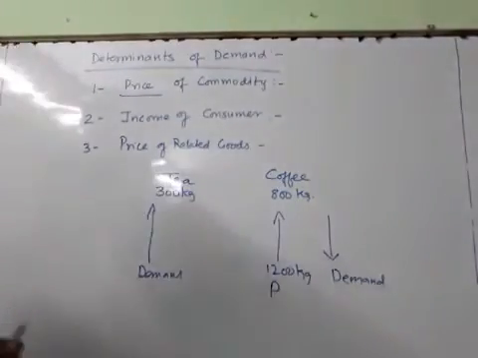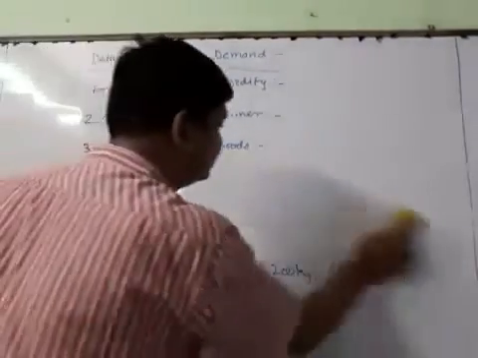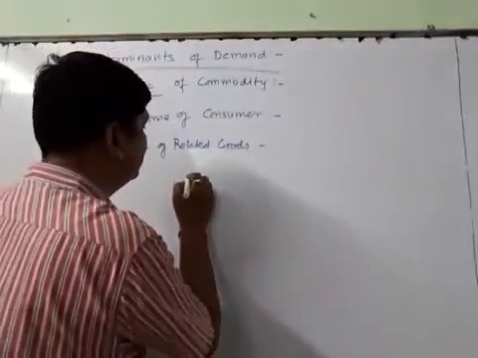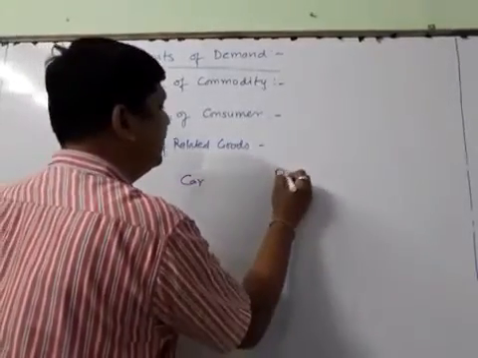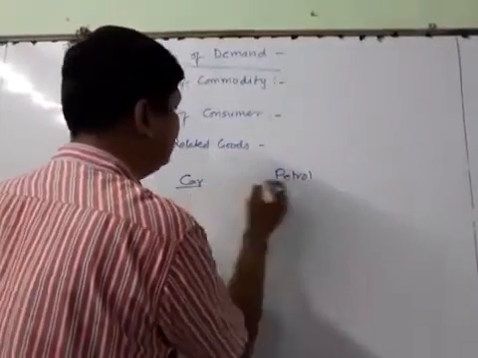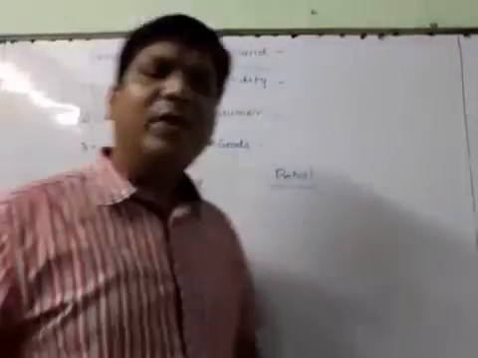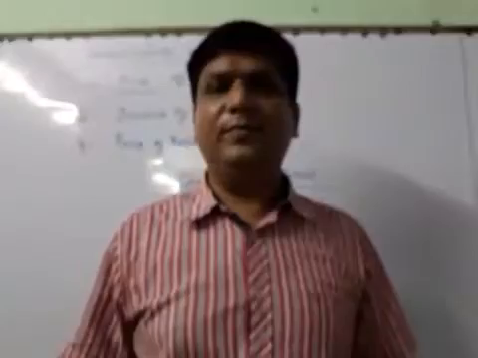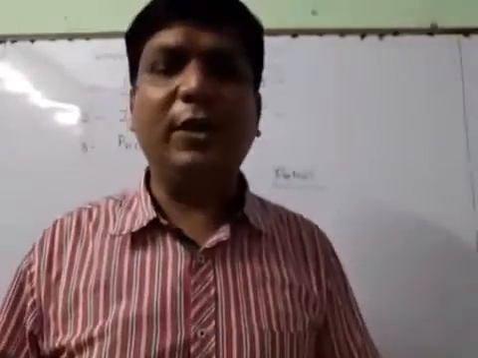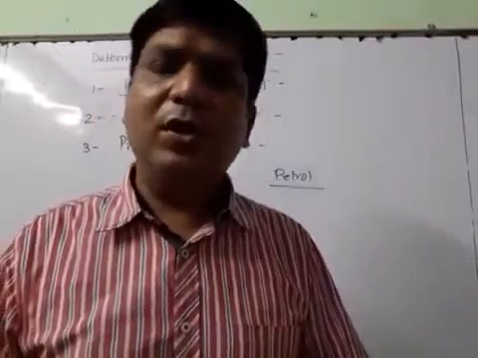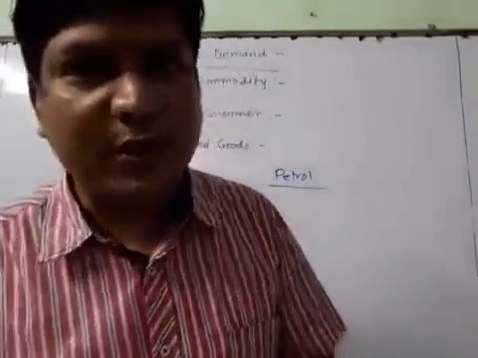Now take one more example of price of related goods. This example is for complementary goods, like car and petrol. Children, they are complementary to each other because they are used simultaneously. They are used together. If we have a car, we need petrol also. So car and petrol are used together. They are complementary to each other.